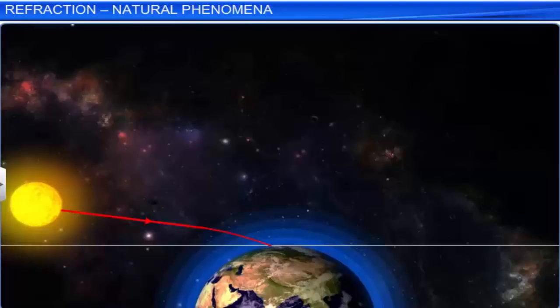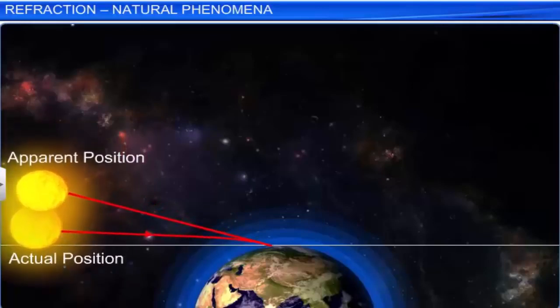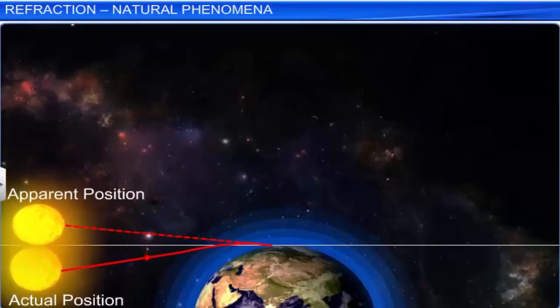When the sun is just below the horizon, the apparent position is a little above the horizon. Due to this, the sun is visible about 2 minutes before actual sunrise and 2 minutes after sunset.